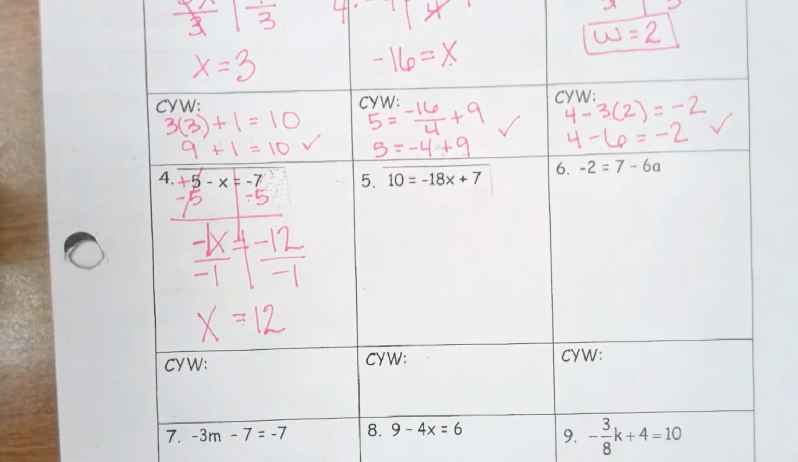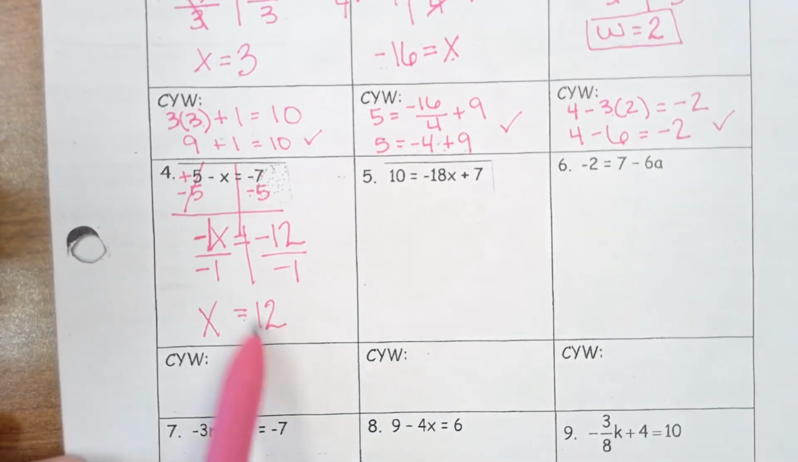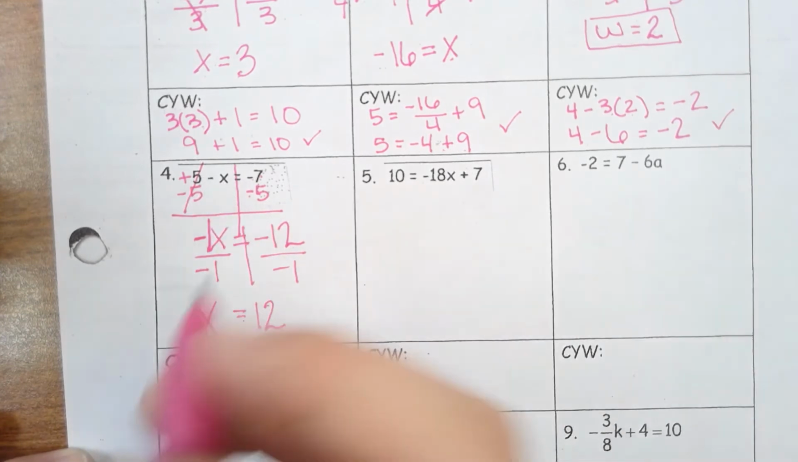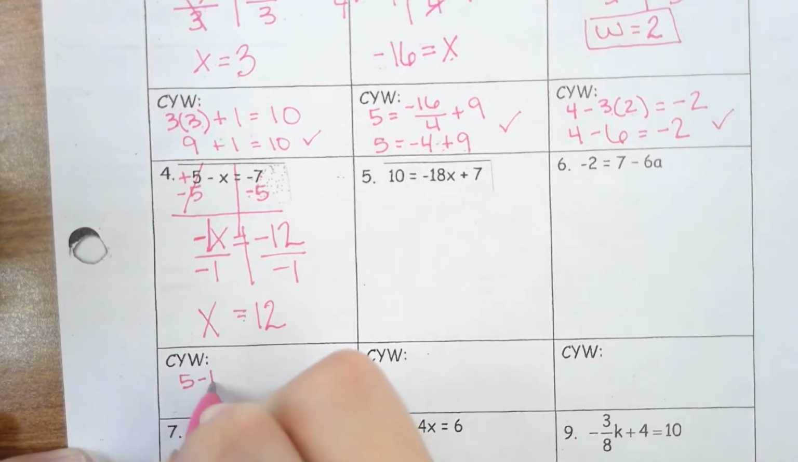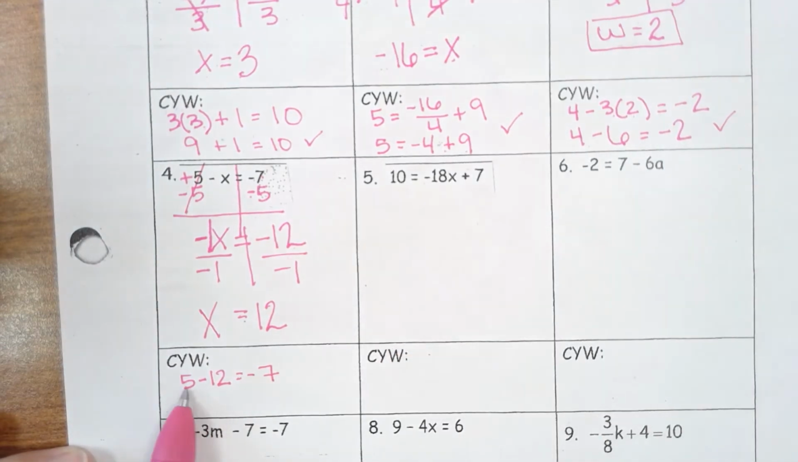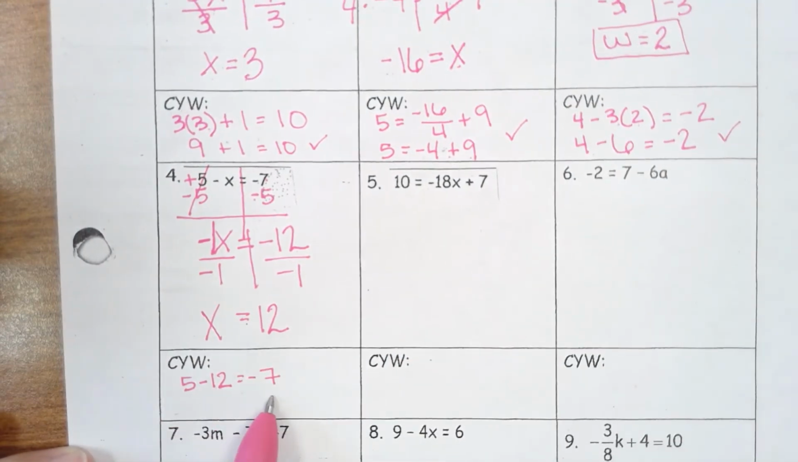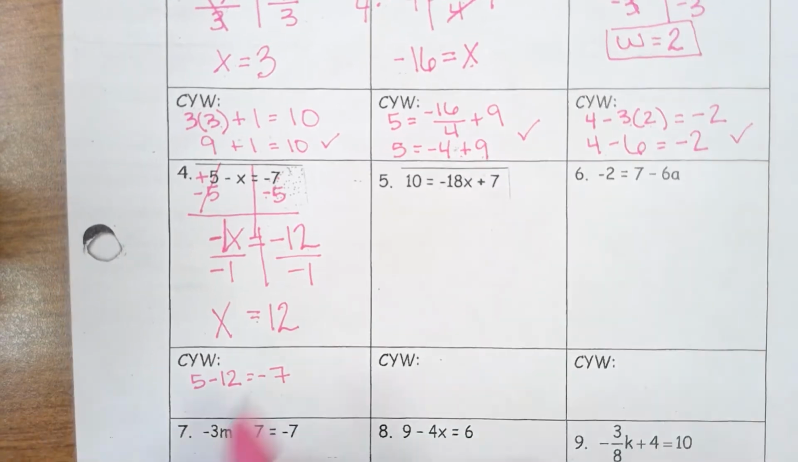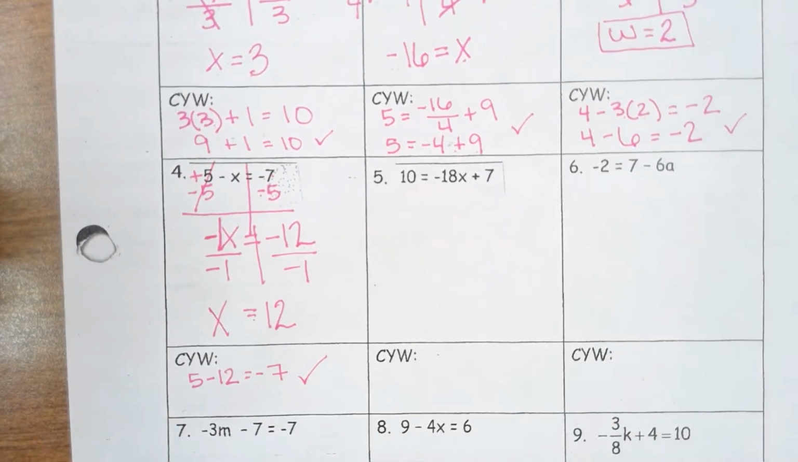Okay, so now I can check my work. So plug 12 back in for x and rewrite the problem. So 5 minus 12 equals negative 7. See if that does work. Does 5 minus 12 equal negative 7? You can check it in your calculator, and it will say that it does.